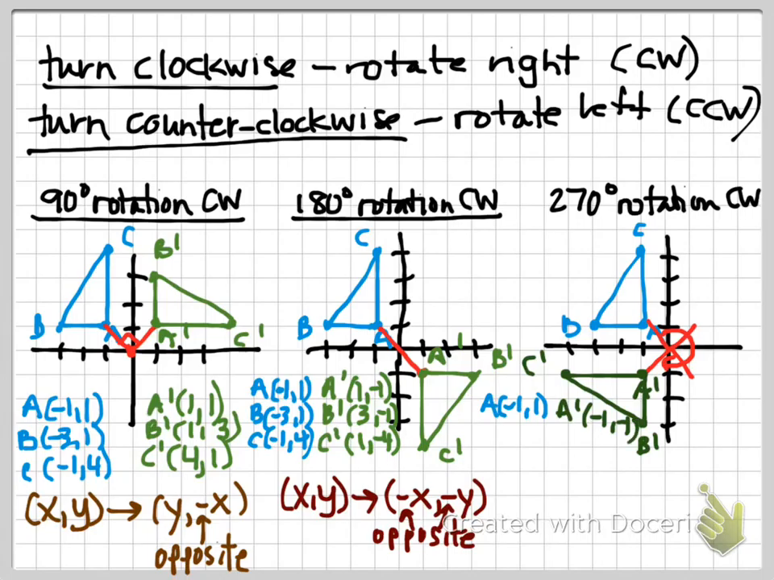Again, the A in this case is really hard to see a pattern. B is where it starts showing up. So we were at negative 3, 1, and then B prime, we now ended up at negative 1, negative 3. And then C started at negative 1, 4. And our C prime ended up at negative 4, negative 1. Okay, so what's happening here?